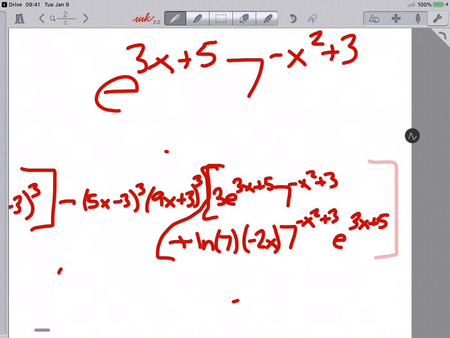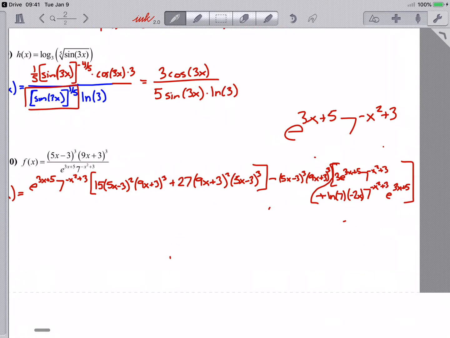So again, the derivative of e to the 3x plus 5 is just e to the 3x plus 5 times the derivative of the exponent, which was 3, copied down the 7 to the negative x squared plus 3, plus the derivative of 7 to the negative x squared plus 3 is 7 to the negative x squared plus 3 times the derivative of the inside, which is the exponent, so that's negative 2x, times the natural log of the base, and then I multiply that by the other function.